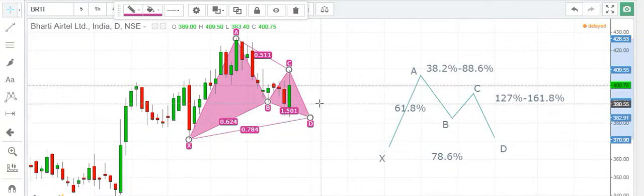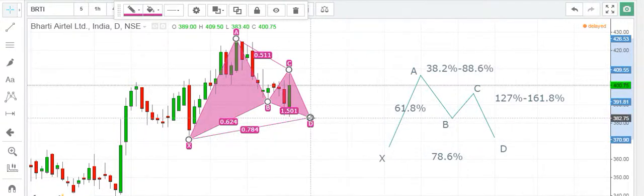I am expecting the stock to open gap down tomorrow, that is 29th of April, because of the wrong news. Stock should go down till 383, and that will be my entry point. So for every trade, though this pattern has got a high accuracy rate, I'll still keep my stop loss at X, which was at 371, 370.9 is the X point, so I'll keep my stop loss at 370.